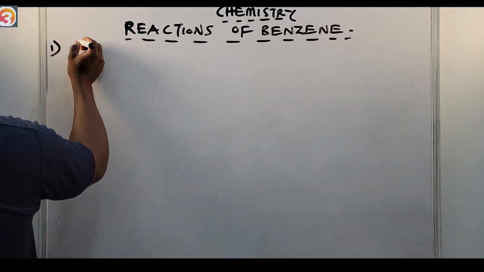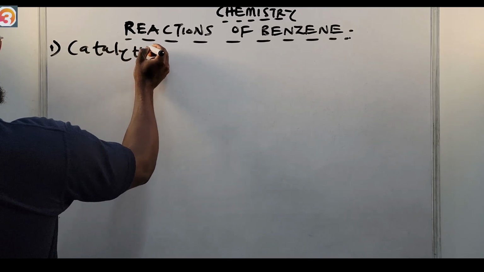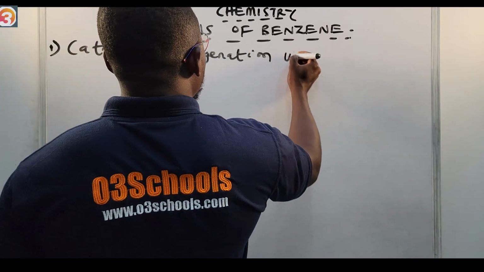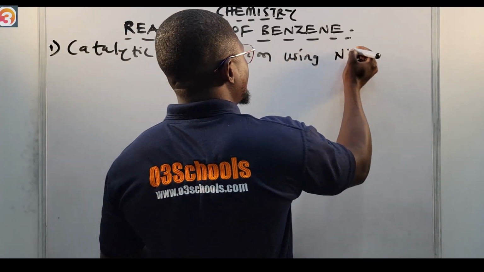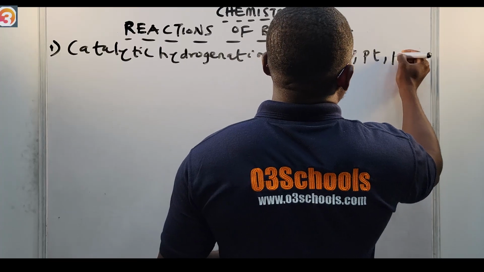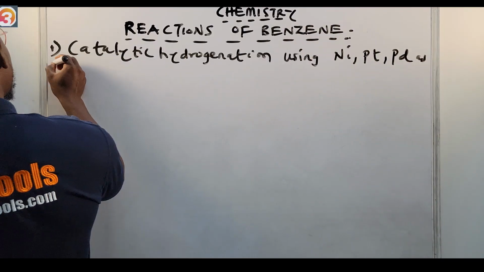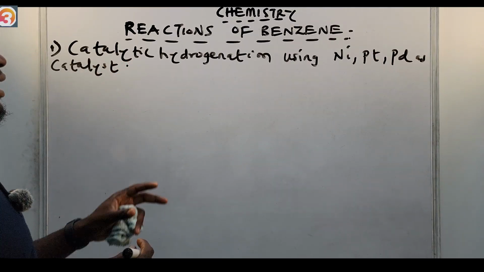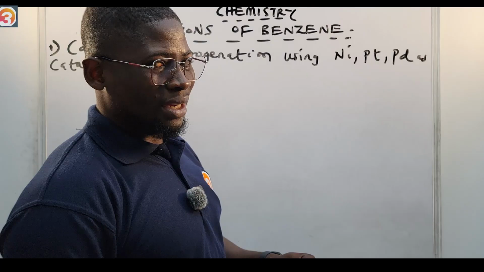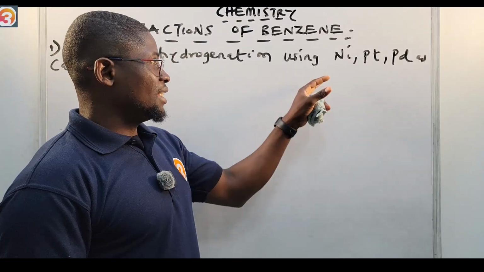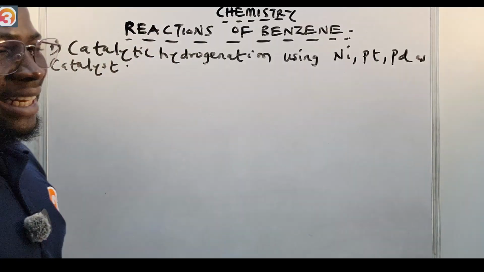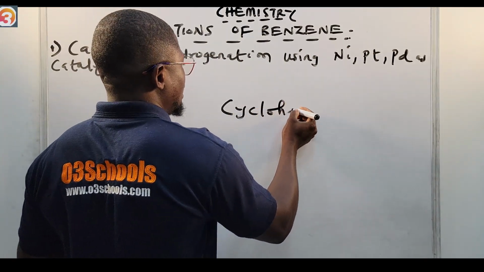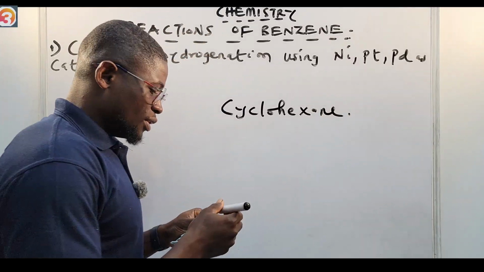Number one is catalytic hydrogenation, using either nickel, platinum, or palladium as catalysts. This is one of the addition reactions that benzene undergoes. The product of this reaction is cyclohexane.